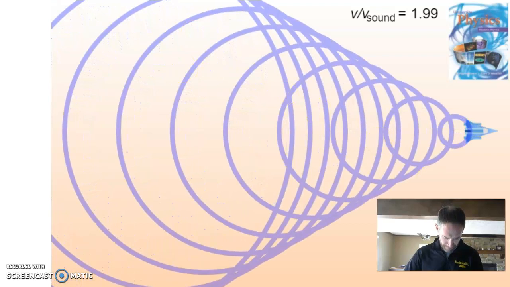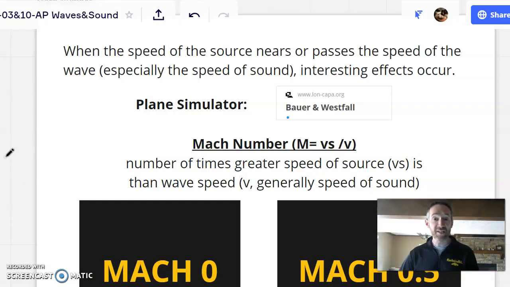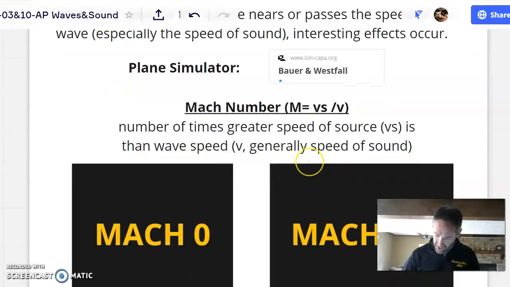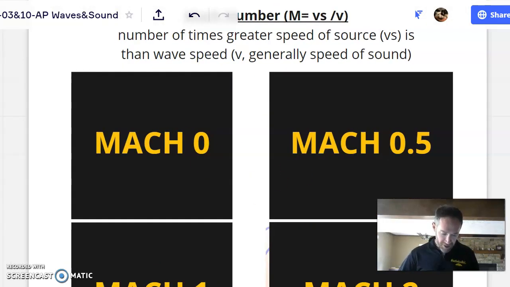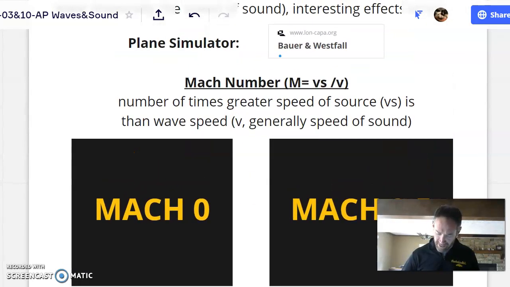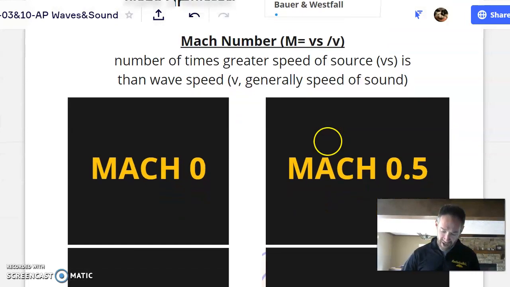Okay. So as I say, some interesting things do happen as you go faster and faster and start to get a speed that's appreciable compared to the speed of sound. You can see here that, as I said with the simulator, this Mach number is the number of times greater the speed of the source is compared to the speed of the sound. Or it's possible to have a Mach of a fraction. Hardly anyone ever says that, but you could have a source that is not moving as fast.